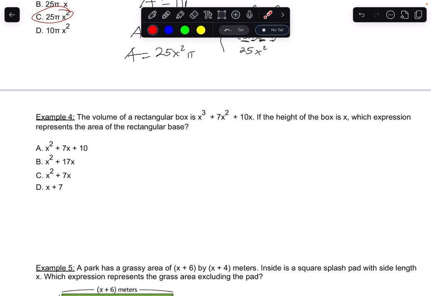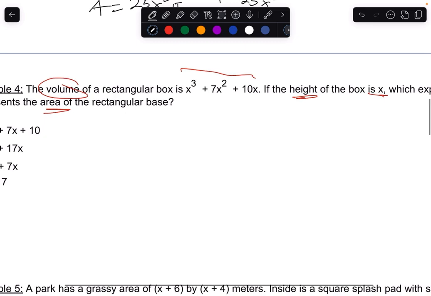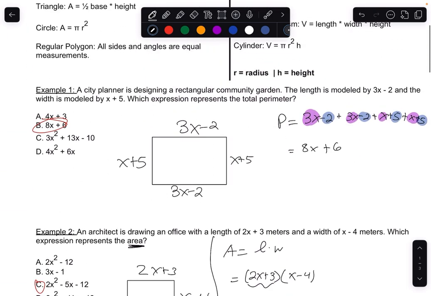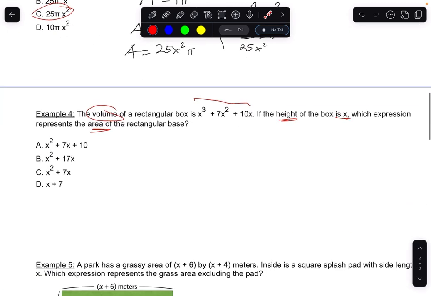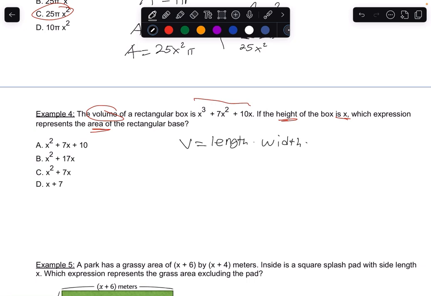Well, let's write down what we know. Volume. We know the volume is this. We know the height is this. Which one is the area? So, volume of a rectangular box. Well, it's a box that's a rectangle. That's called a prism. A prism is just a 3D shape with all nice 2D sides and faces. So the volume of any prism is going to be length times width times height.